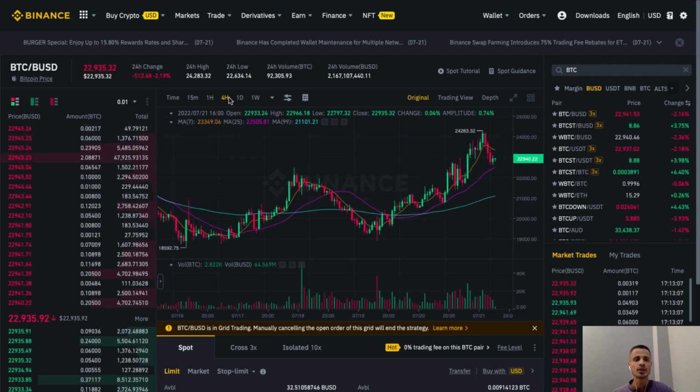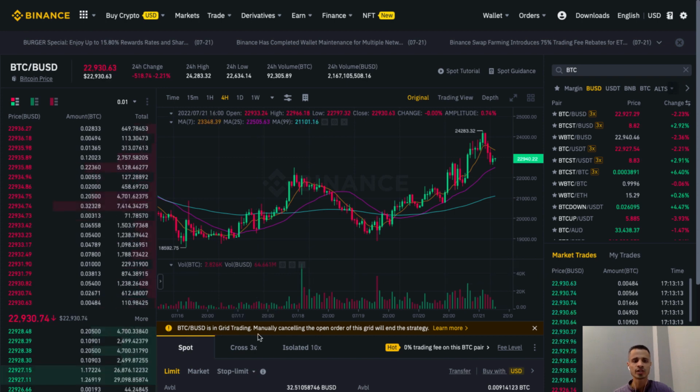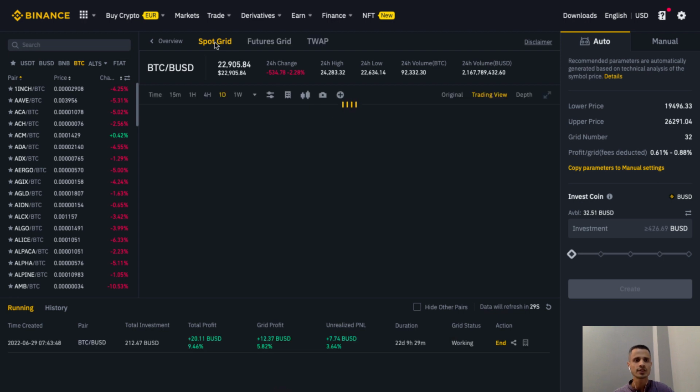Here on the Bitcoin BUSD chart in Binance, we can see below the chart, it says BTC BUSD is in grid trading. Manually canceling the open order of this grid will end the strategy. Learn more. So let's click here. This opens up the spot grid where we can see we have currently one running strategy.